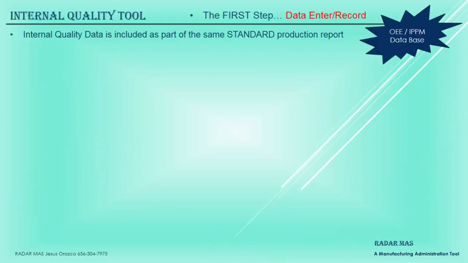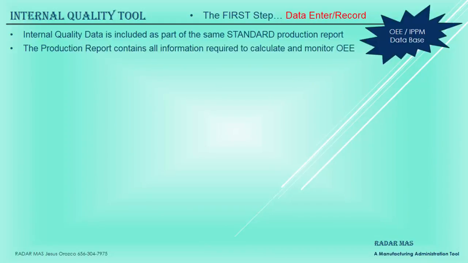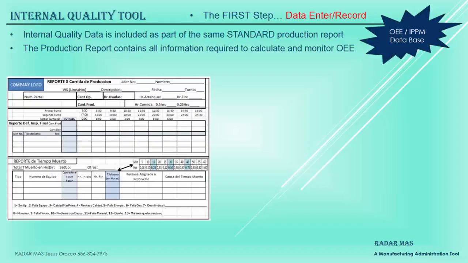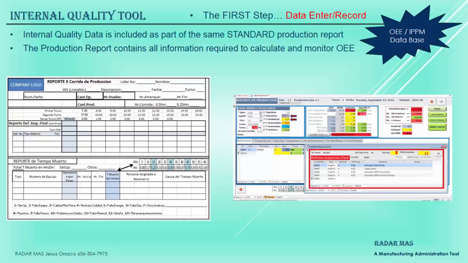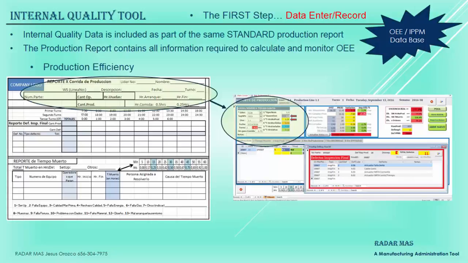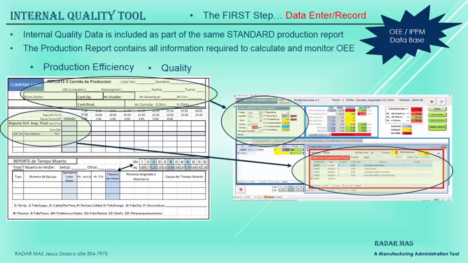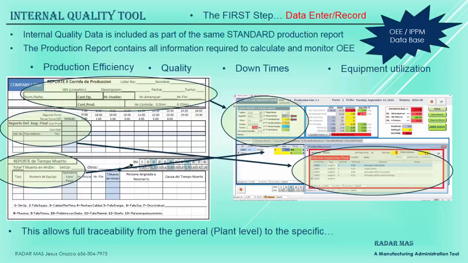The first step is the data entry. To do this, the internal quality data is included as part of the same standard production report. The production report contains all the information required to calculate and monitor the overall equipment effectiveness. In this case, the production efficiency, quality, downtimes, and equipment utilization. This allows us to have full traceability from the general to the specific.